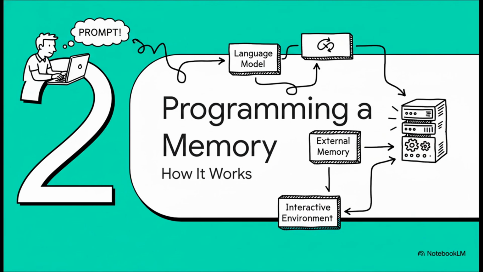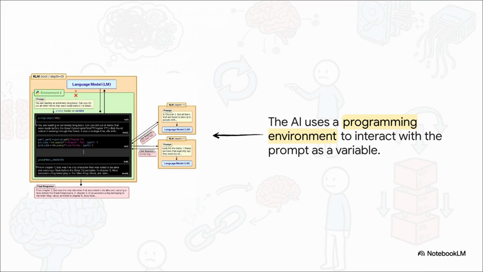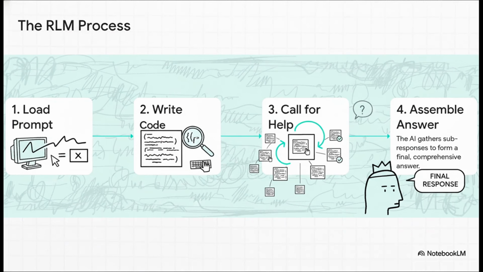So how does this actually work in practice? I mean, how do you program a memory and turn a prompt into something interactive? Well, the process is actually surprisingly clever and elegant. This diagram kind of gives you the whole picture. The AI isn't just passively reading a wall of text anymore. It's actually operating inside a programming environment. The entire long prompt is just treated as a single variable. And from there, it can write its own code to mess with that variable. And, you see on the right, it can even call up copies of itself to go work on smaller pieces of the problem. Let's break this down into 4 simple steps, because it's actually pretty cool.